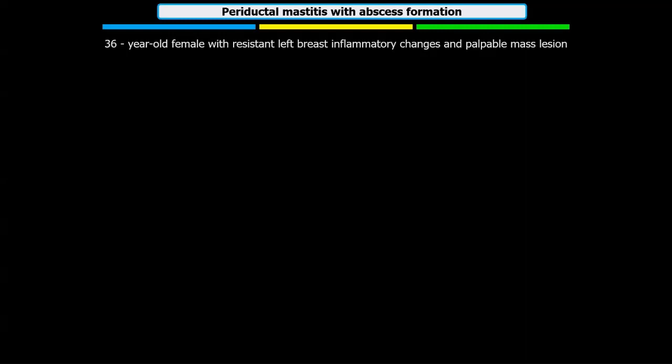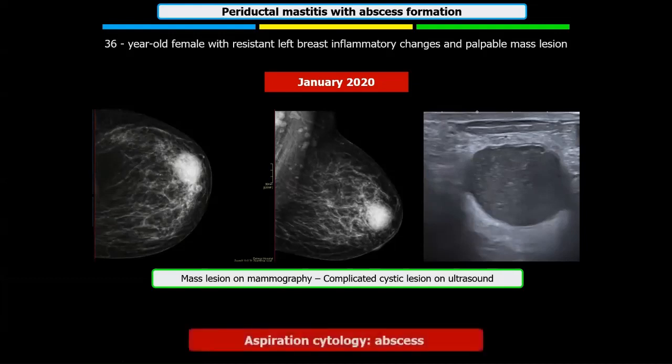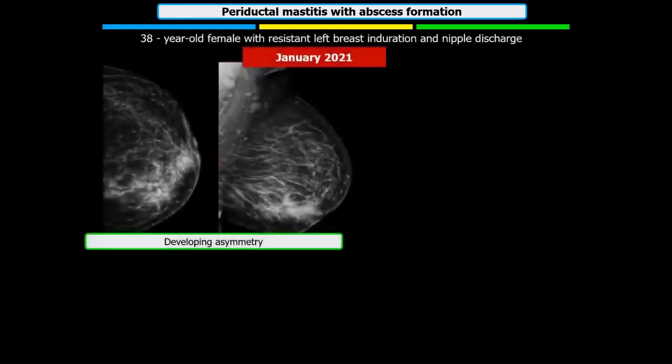This is a 36-year-old female with resistant left breast inflammatory changes. This was her mammogram in January 2020. She had a retroareolar mass lesion, which on ultrasound turned out to be an infected cyst, or it can be considered an abscess cavity. She did aspiration cytology of this abscess cavity, and she came in January 2021 with this appearance.